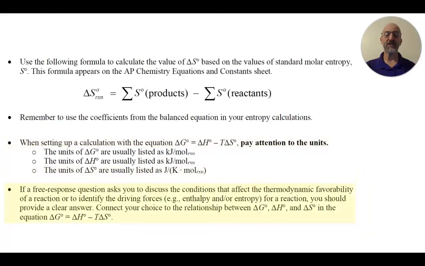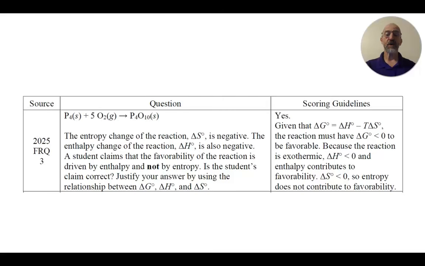Now, if a free response question on the AP Chemistry exam asks you to discuss the conditions that affect the thermodynamic favorability of a reaction, or to identify the driving forces, for example, enthalpy and/or entropy for a reaction, you should provide a clear answer and connect your choice to the relationship between delta G, delta H, and delta S in the equation delta G equals delta H minus T delta S. So I'm going to show you two more examples, one from the 2025 AP Chemistry exam, and then another one from the 2024 AP Chemistry exam.